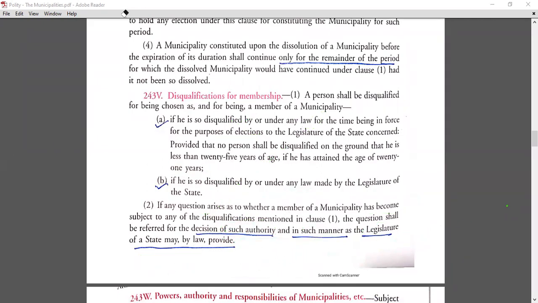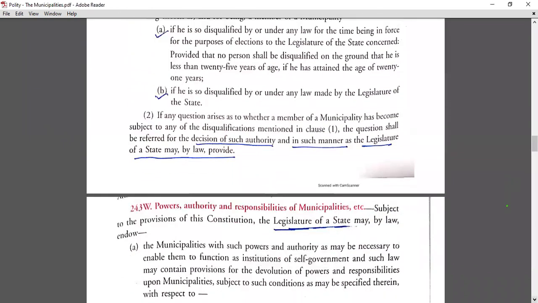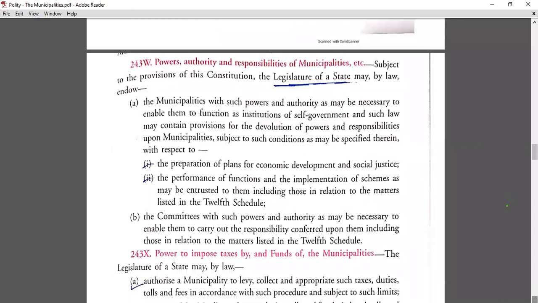Now next is 243W. Power, authority and responsibilities of municipalities. So here also same thing, the power has been given to the legislature of the state. The state legislature by law can endow the municipalities with such powers and authority as may be necessary, like preparation of plans for economic development, performance of functions and implementation of schemes as may be entrusted to them, including those in relation to matters listed in 12th schedule. 12th schedule deals with municipalities. Even it can endow the committees with such powers and authority as may be necessary to carry out the responsibility mentioned or regarding the matters listed in the schedule. So it depends on the state legislature.